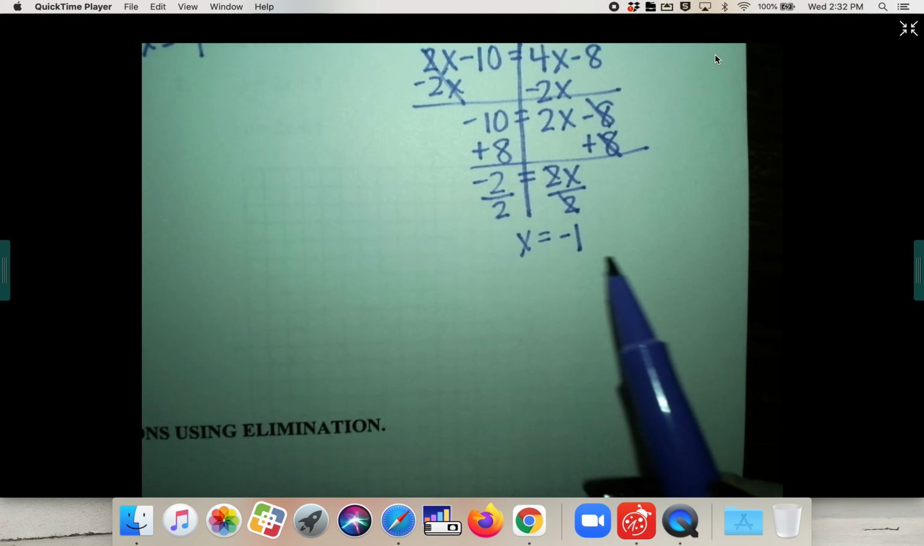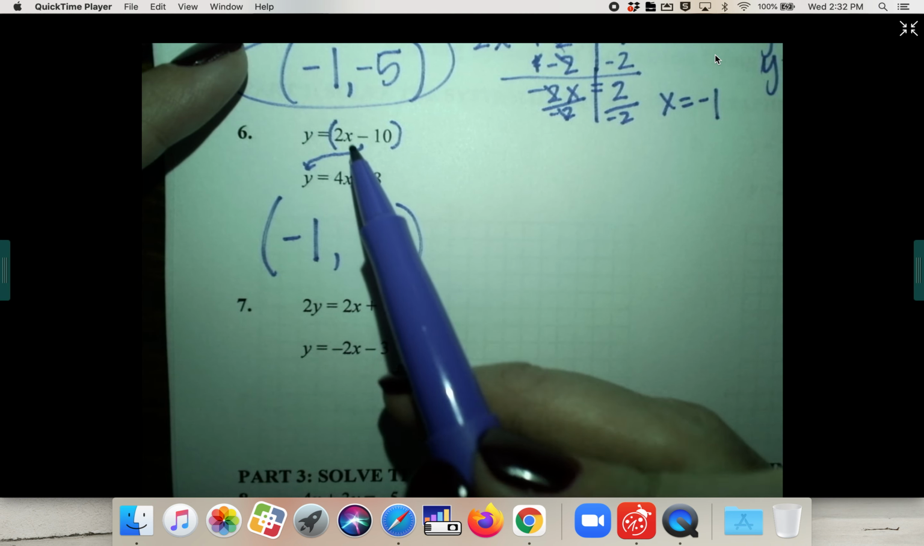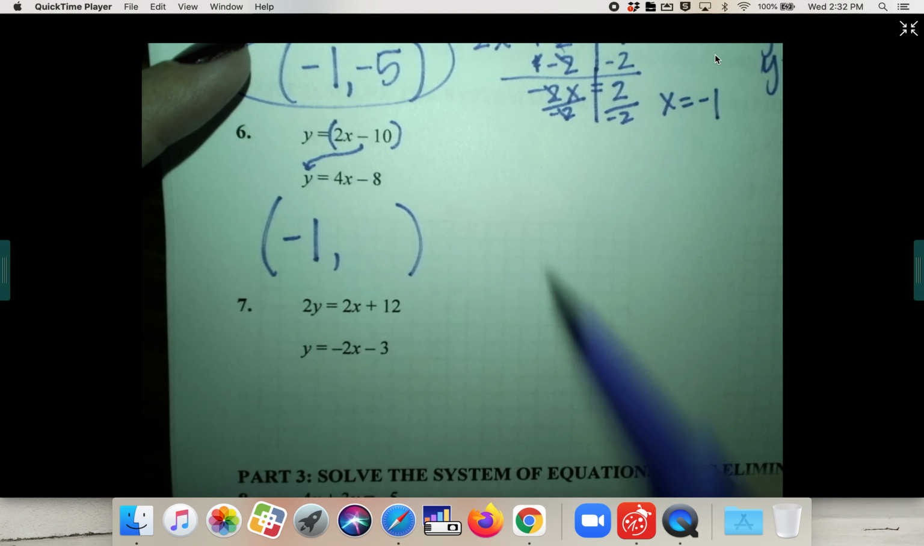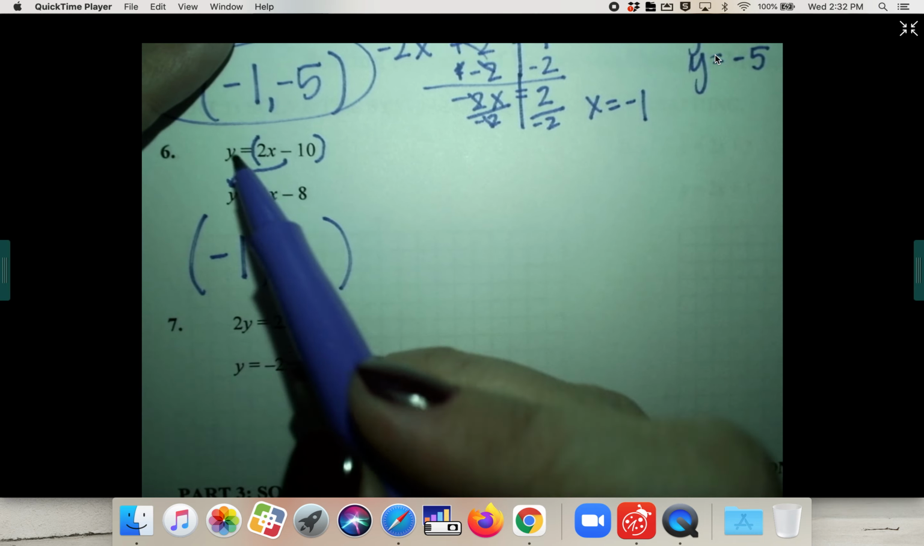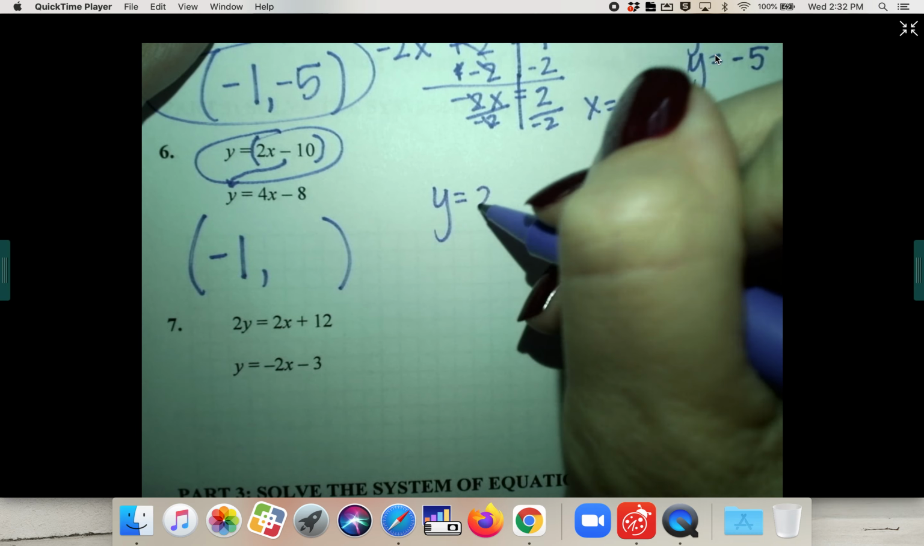So now that I know that x is negative 1, I can plug it into this equation for x or this equation for x, and it doesn't matter. You're going to get the same answer either way. So I'll just plug it into this top equation. So y equals 2, not x, but times negative 1, because that's what x is, minus 10. All right, that would be negative 2 minus 10. So negative 2 minus 10 is negative 12. So y equals negative 12.